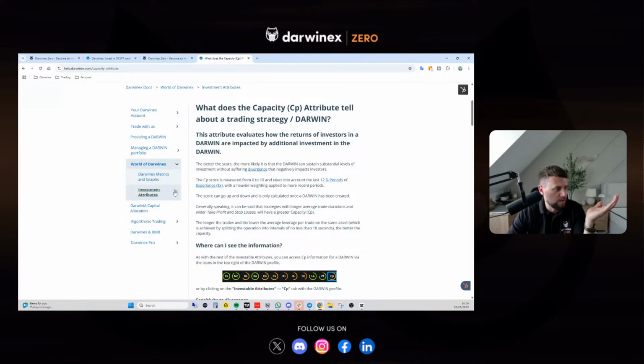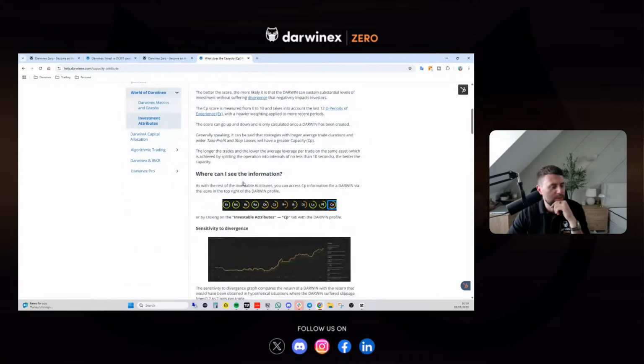Okay, so it was in World of Darwinex, in investment attributes. This will explain what each of these investable attributes mean. I think some of them are really interesting to do a deep dive into, but you can spend hours looking at these, so we don't have time to do that today.